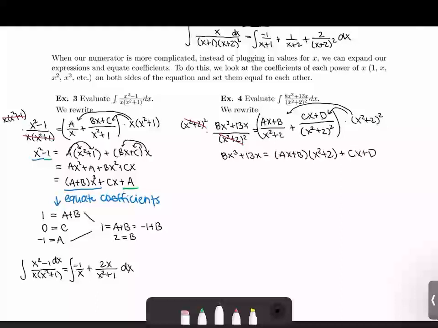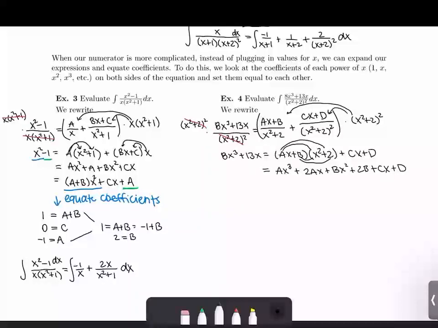So just like in example 3, what we're going to do is we're just going to expand our right-hand side. So that means we're going to FOIL here, first, outside, inside, last, and then we're going to combine our like terms. So our first gives us ax cubed, our outside gives us 2ax, our inside gives us bx squared, and our last gives us 2b. And then we're going to add cx and d.